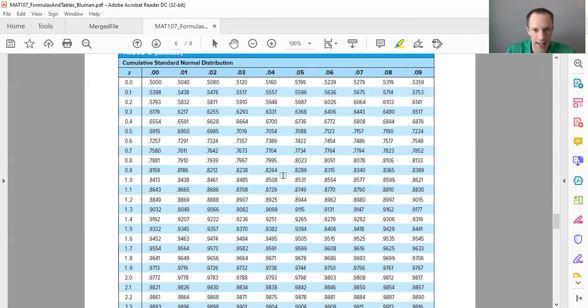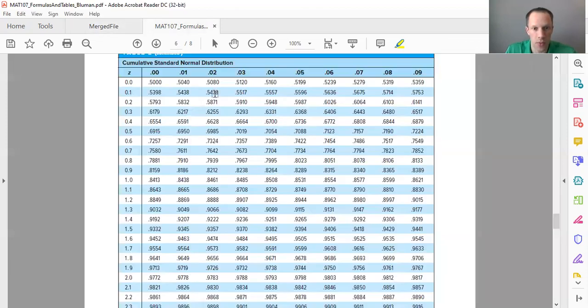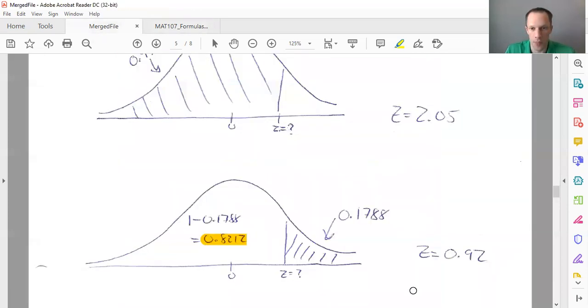So we're looking for 8812. I think that was the number we were looking for. Oh, no, 8212. Okay, so we're looking for 8212, which is right here. So we're in the row for 0.9, and we're in the column where the second decimal digit is 2, so 0.92 is going to be our z-score that has the area of 0.1788 to its right.